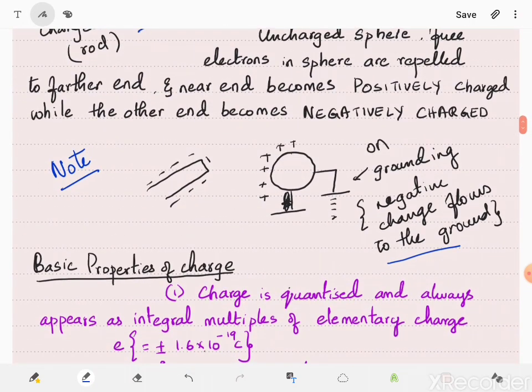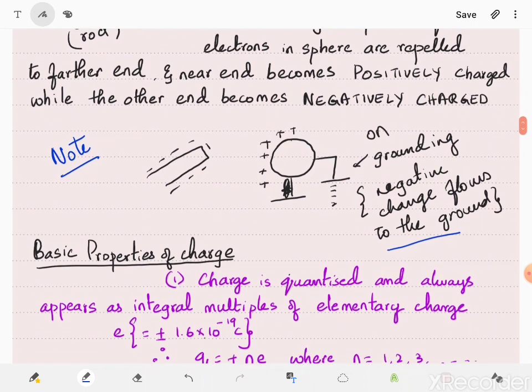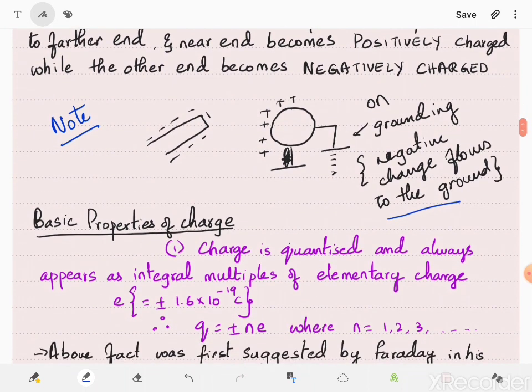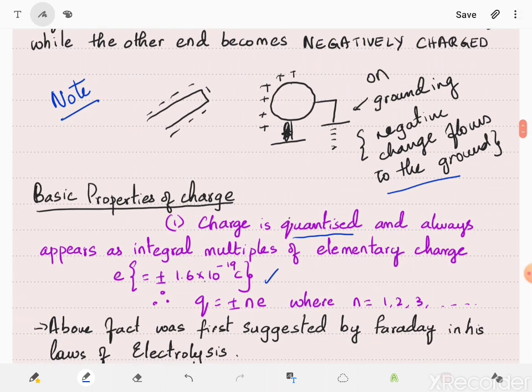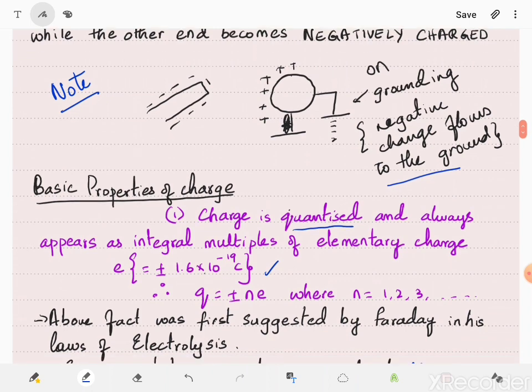Now moving on, what are the basic properties of charge? The first property that I would like to discuss is called quantization of charge. It is found that charge is always quantized and always appears as integral multiples of elementary charges. The elementary charge is well known to every one of us. It is about 1.6 x 10^-19 Coulomb. Coulomb is the SI unit of charge. We will get to what Coulomb is.